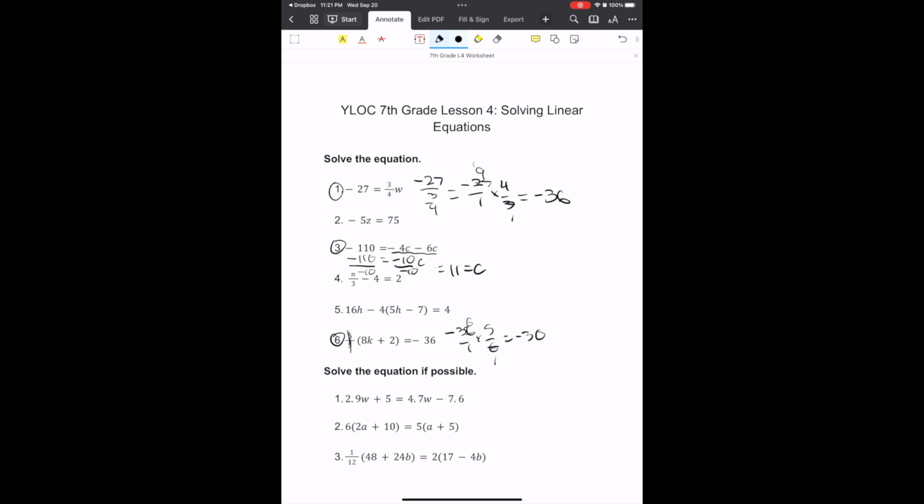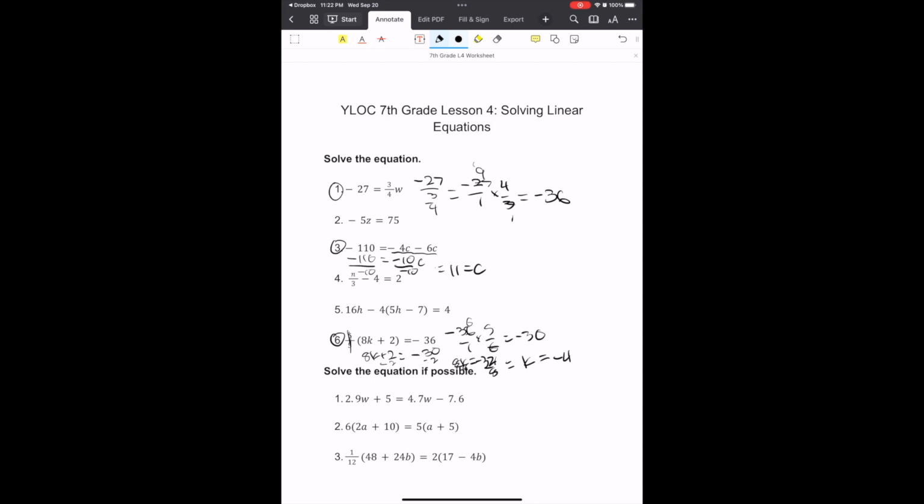So then you get 8k plus 2 is equal to negative 30. Then you want to subtract 2 from both sides, so minus 2 minus 2. So then you get 8k is equal to negative 32. So just divide 8 by both sides, and then we get k is equal to negative 4. So yeah, that should be right with that question.